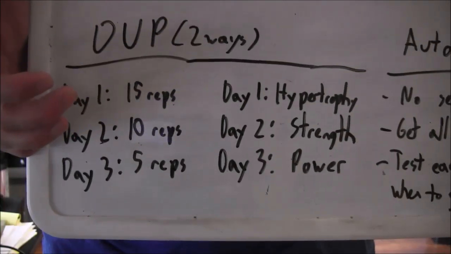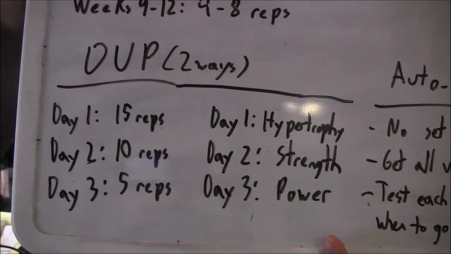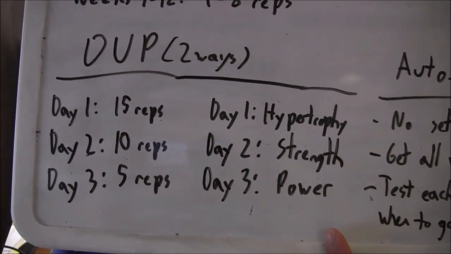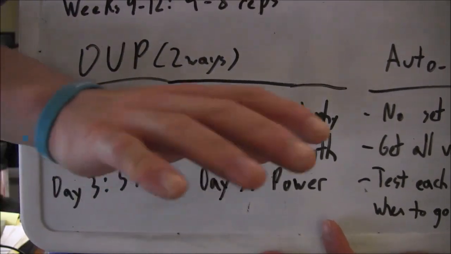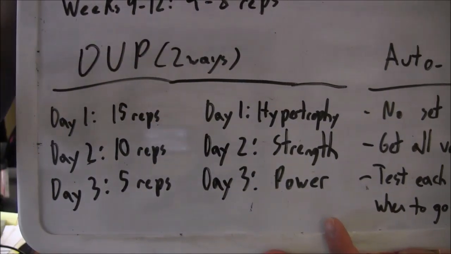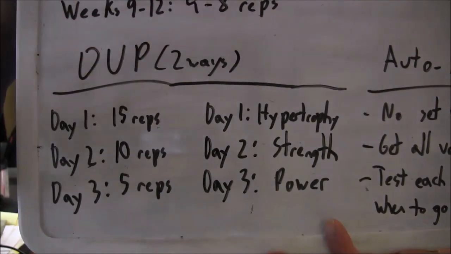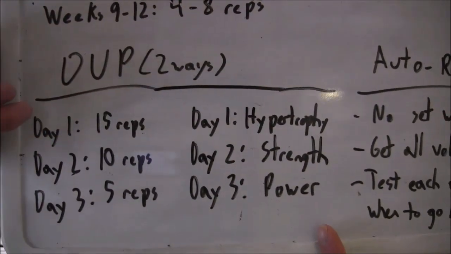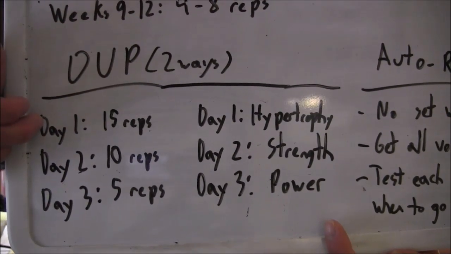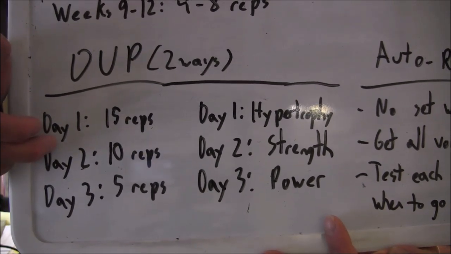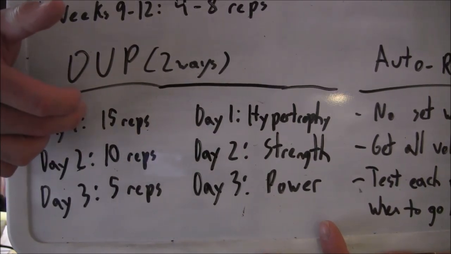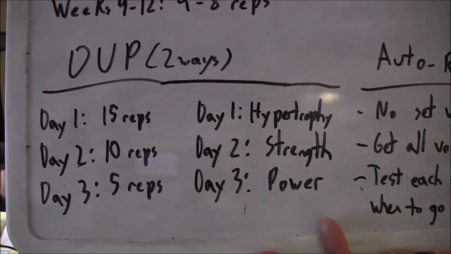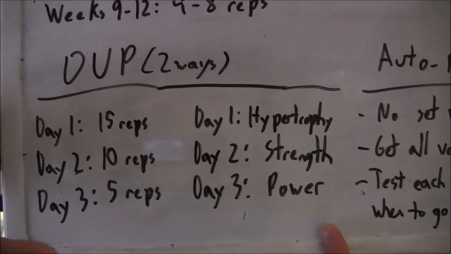Now the next phase is DUP, daily undulating periodization, whereas let's say you had 3 squat workouts in a week. Now this is just easier to show, but you can still do DUP if you were squatting twice a week. It's just that day 1 and day 2 might be in the first week, then day 3 would be in the second week, and then the next day 1 would also be in the second week. So you can still do DUP training even once a week.